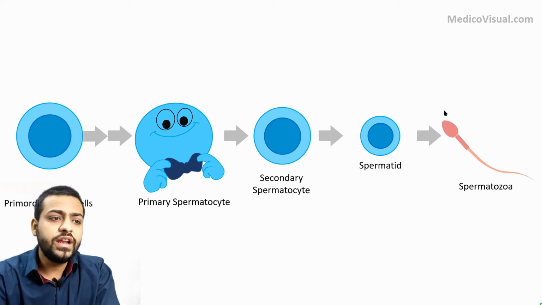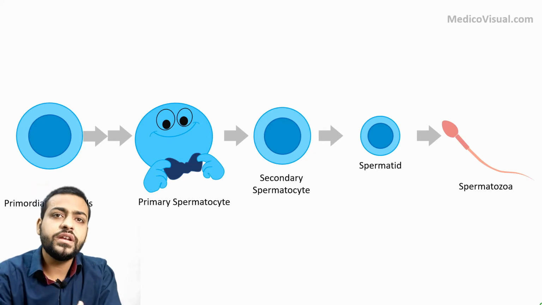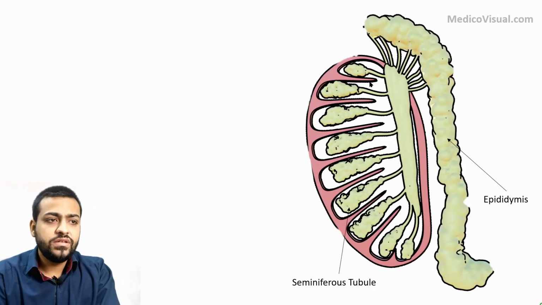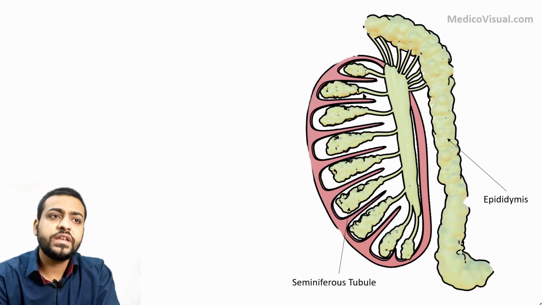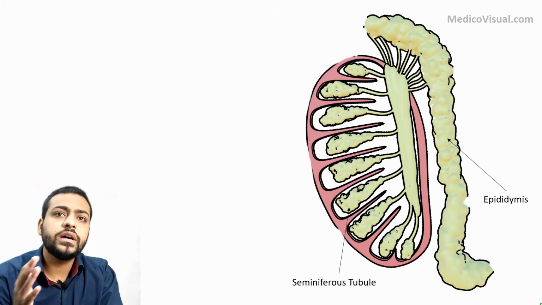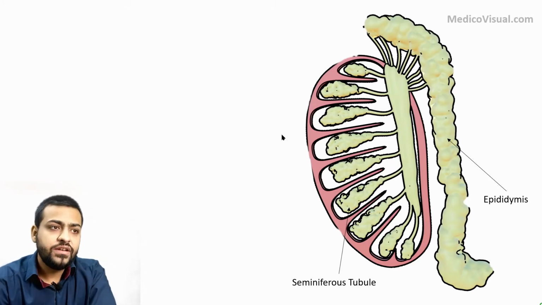Now let's look at this process in a bit more detail. This is the cross section of the testes of a mature human, an adult male. The testes have this convoluted tubular structure. What is this? This is called seminiferous tubules.